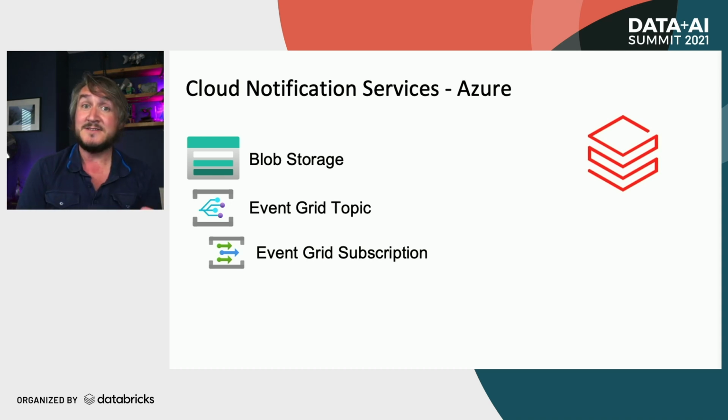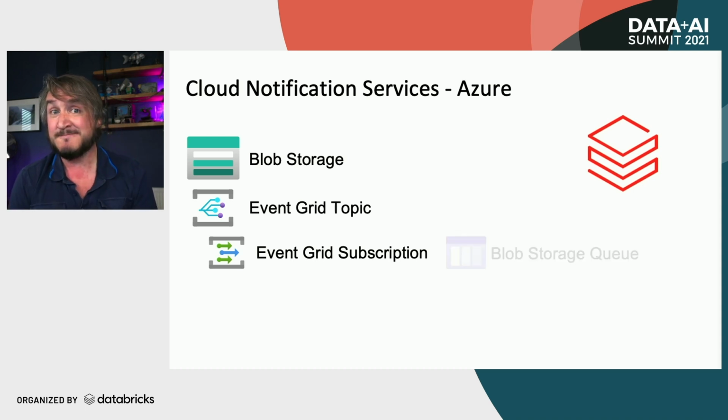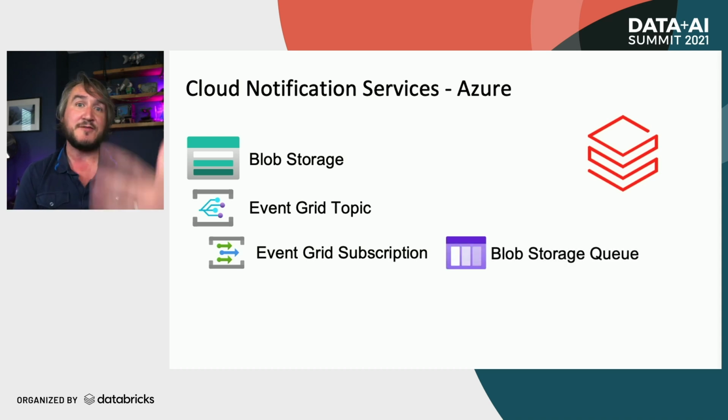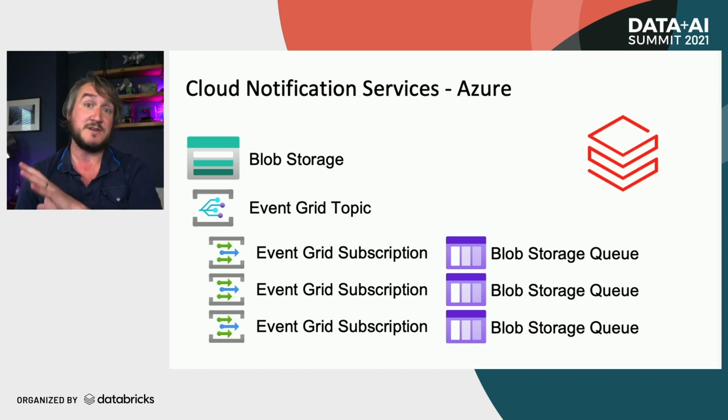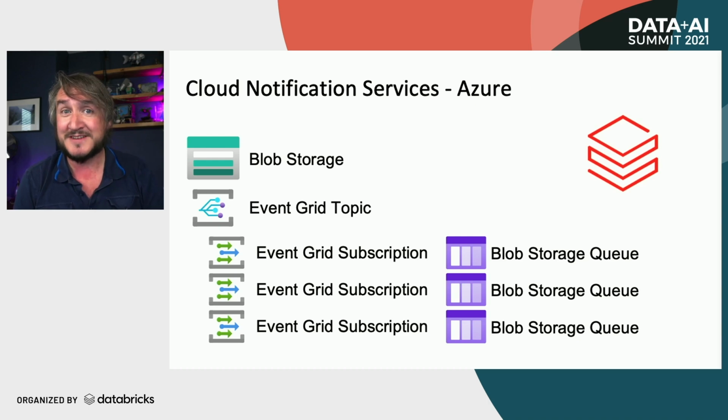And then what that's going to do is put messages into a blob storage queue. And then for each different data set that we're tracking, so I've got my customers table, my product table, my sales table, I might have different subscriptions set up, each of which will have a different queue. So when I kick off my Autoloader job, it looks to the relevant queue and then can just go and grab all the messages saying, here are the files I need to load.